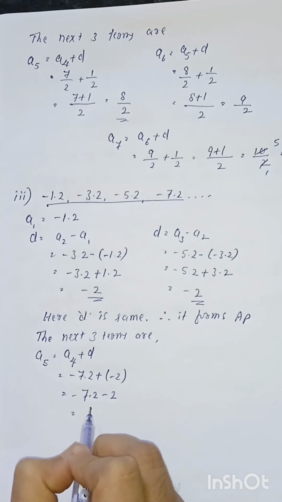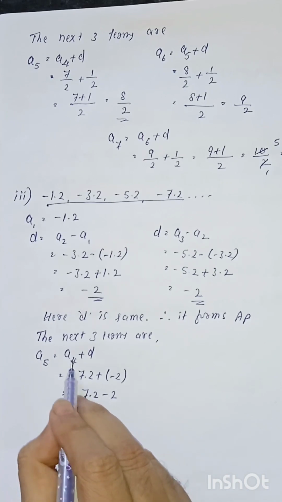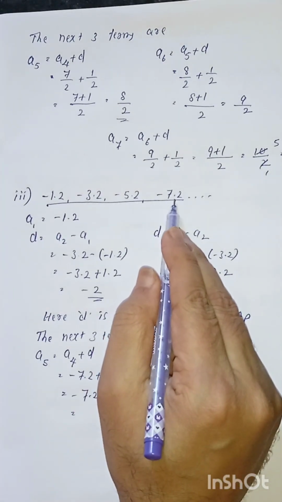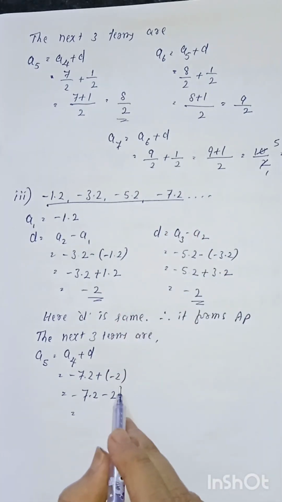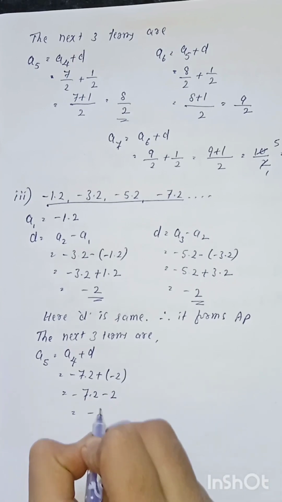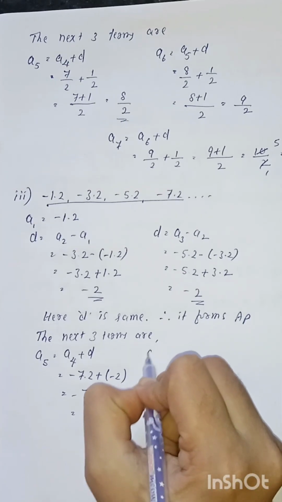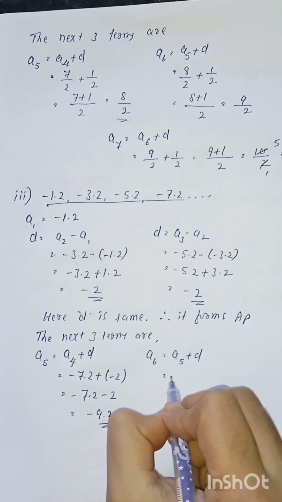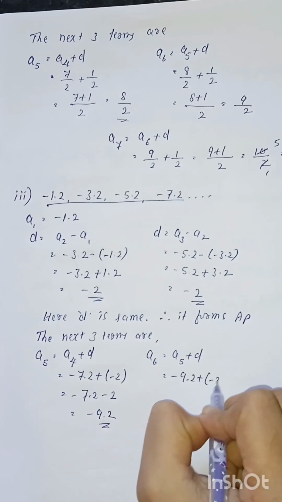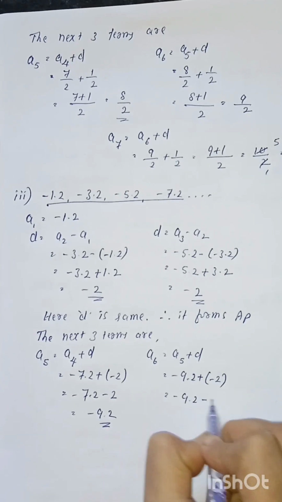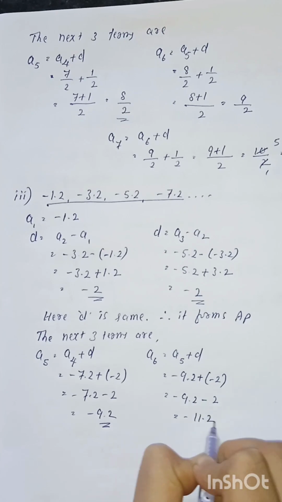Your answer is minus 9.2. Then A6 equals A5 plus D. What is A5? We just got minus 9.2, plus minus 2. Again, minus 9.2 plus minus 2, your answer is minus 11.2.